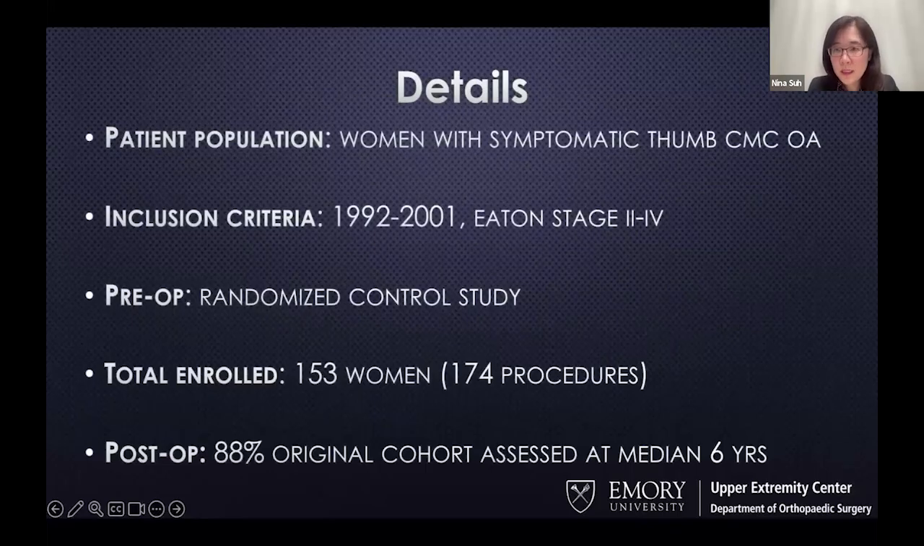They chose to only look at female patients with symptomatic thumb CMC arthritis, because of the fact that women are most commonly affected by this. Their inclusion criteria was 1992 to 2001, and they looked at Eaton stage 2 to 4. 153 women were enrolled. It was 174 procedures, and 88% of the cohort was actually assessed at 6 years.